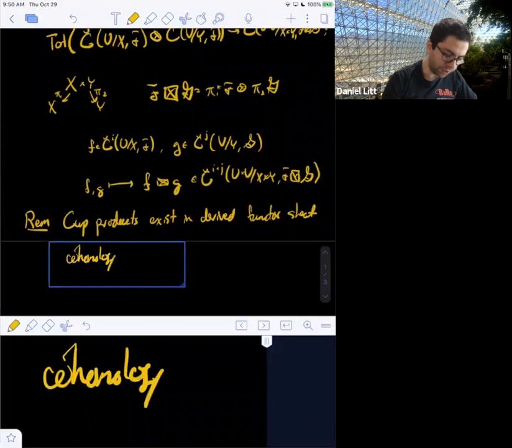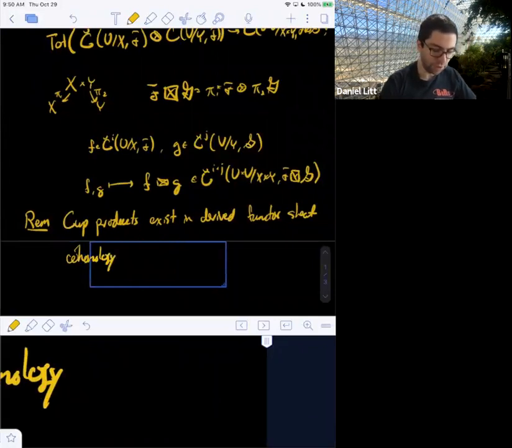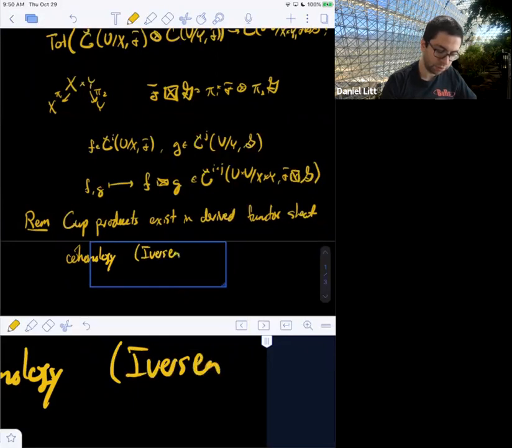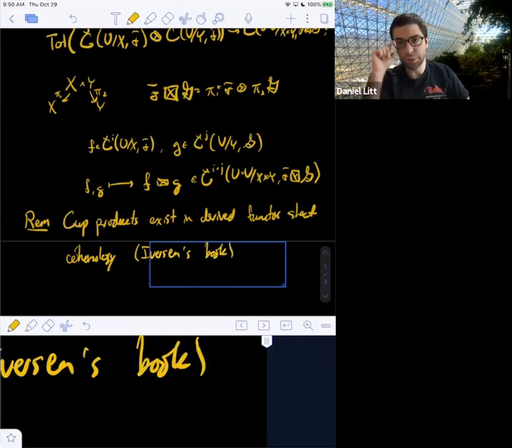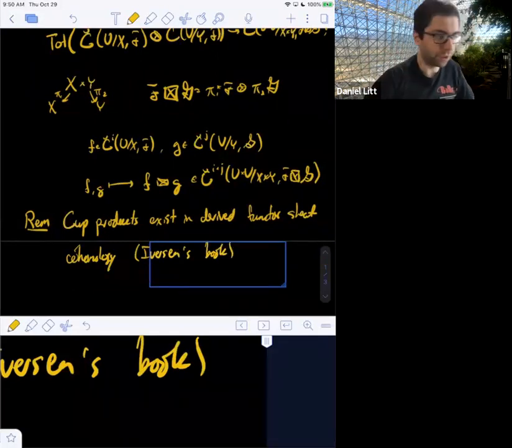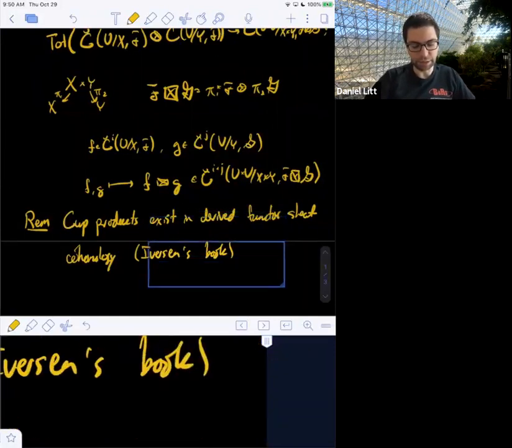But it's actually really non-trivial to make them. So if you want a reference, you should look at Iversen's book, which does it for topological spaces, but the argument for sites is more or less the same. So it's sort of not that easy to make these operations, but you can.